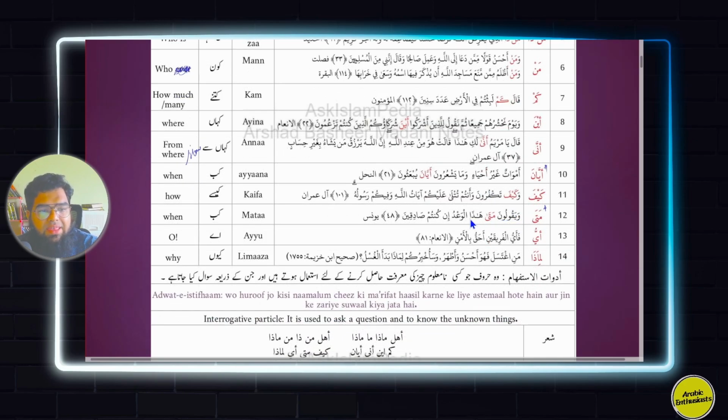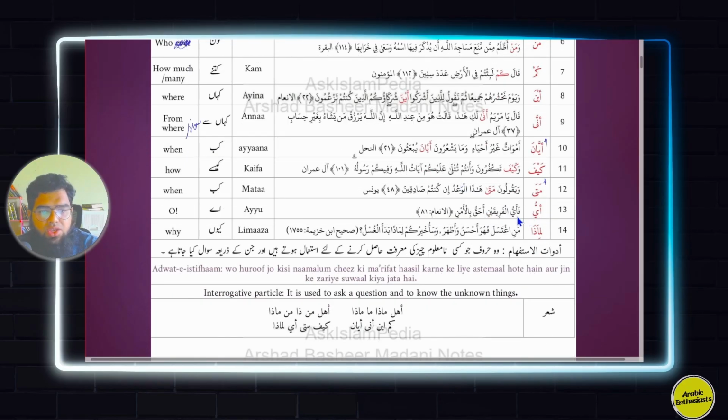Mata is when. And they say, when is the promise of Allah, if you are truthful? In is if, conditions. So mata is when. Ayyu is which actually. So which of the two groups is more right to safety?